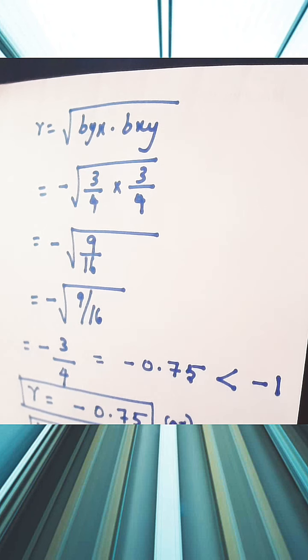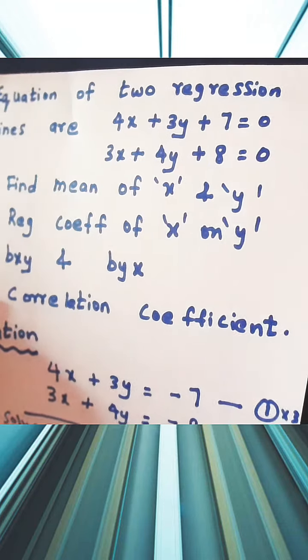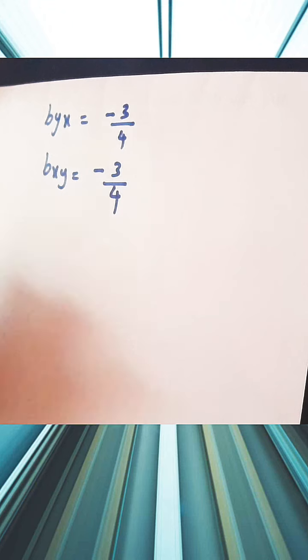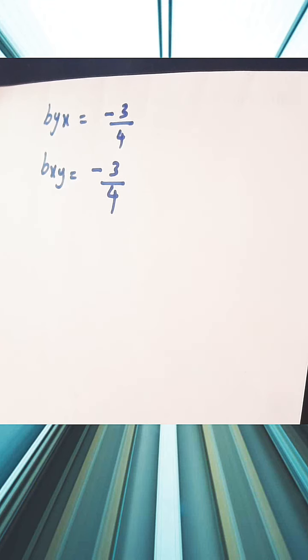So for the second answer, what is the second question? We have to find the regression coefficients. What are the two regression coefficients we got? The two regression coefficients are byx is equal to negative 3 by 4, and bxy is also equal to negative 3 by 4, because it is satisfying the condition. Here our second assumptions are correct. Understood? Okay.